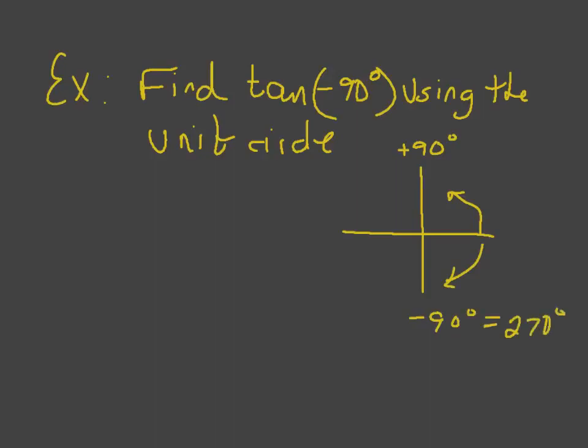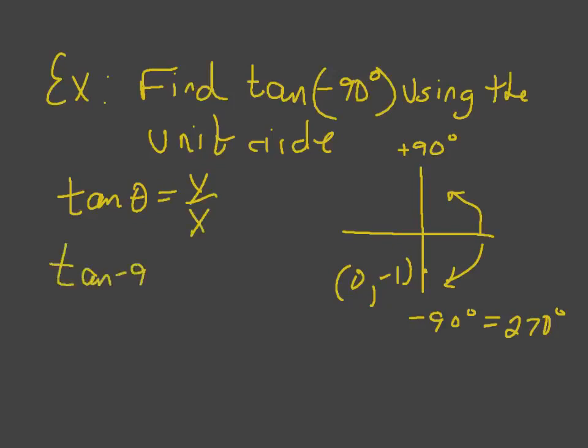So we've got to think about, well, what's the point at 270? The point at 270 is 0, -1. Now we know the tangent is y over x. So the tangent of -90 is the y value where we land there over the x value. Now we can't have 0 in a denominator, so that's an undefined value. So you can just use the null set, or you can write undefined. But the tangent of -90 does not exist.